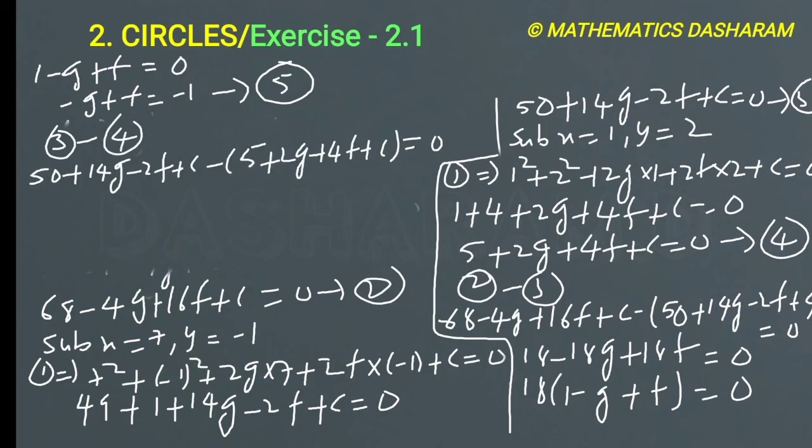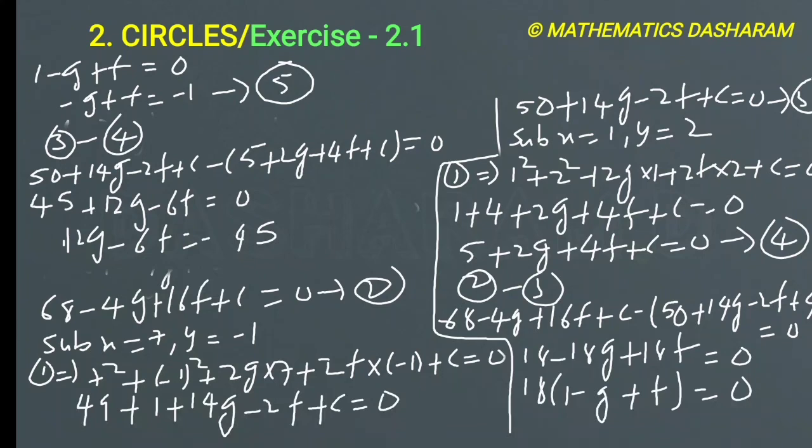So 50 minus 5 is 45. Next, 14g minus 2g is 12g. Next, minus 2f minus 4f is minus 6f, plus c minus c cancel, it is equal to 0. Equation 6. So do one thing. Here, 12g minus 6f equals minus 45. So this is equation 6.